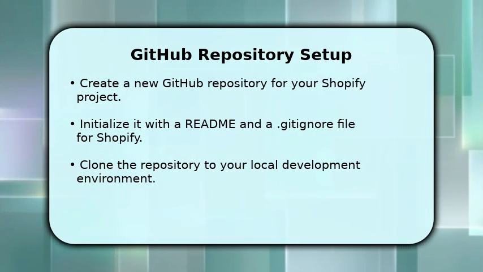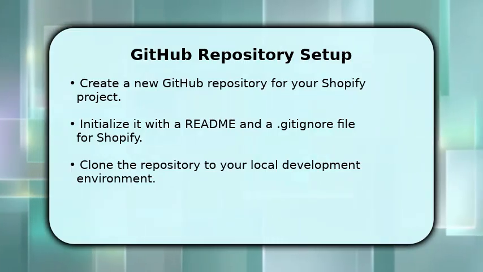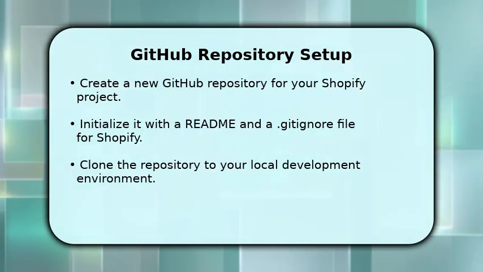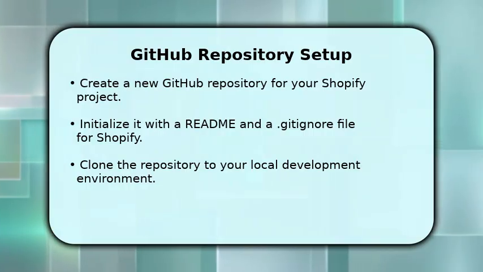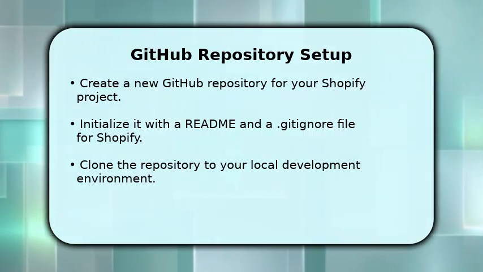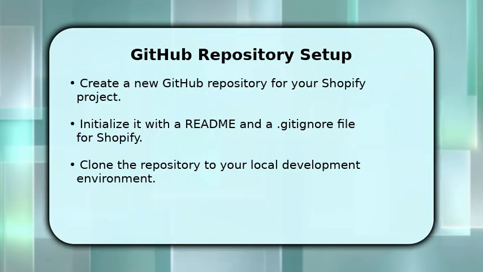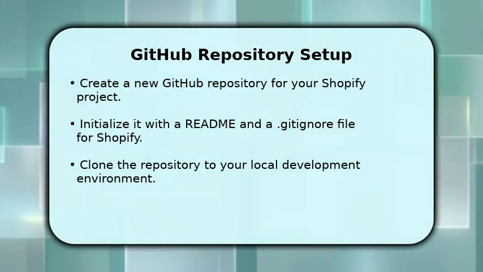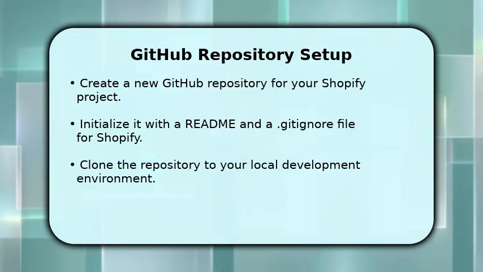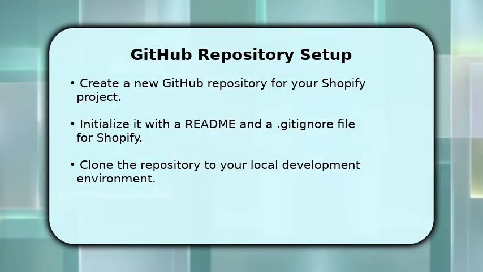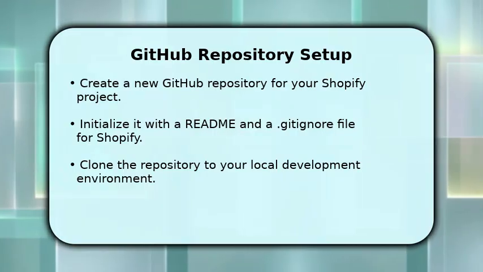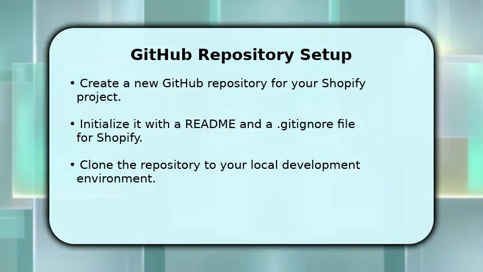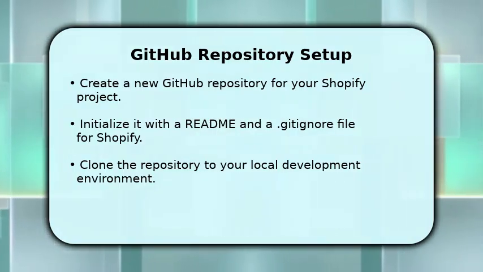First, let's set up your GitHub repository. Navigate to GitHub and create a new repository. Give it a clear name, perhaps reflecting your Shopify theme or app. It's a good practice to initialize it with a README file and a gitignore file specifically tailored for Shopify projects to exclude unnecessary files. Once created, clone this repository to your local machine using your preferred Git client. This will be the central hub for all your code.